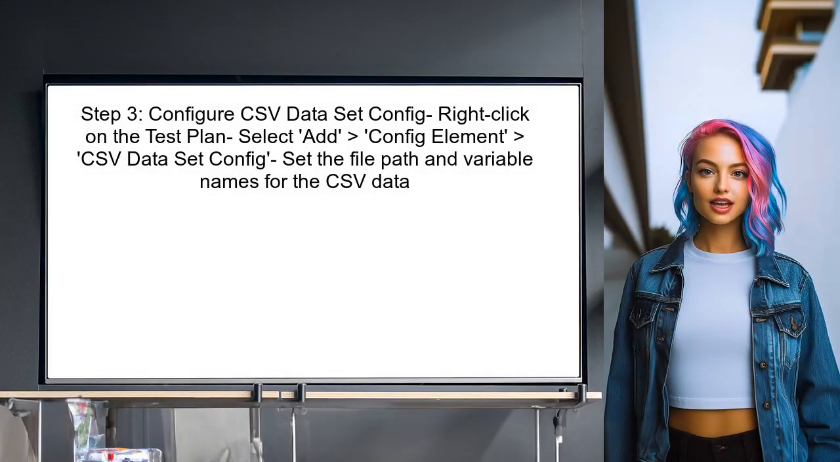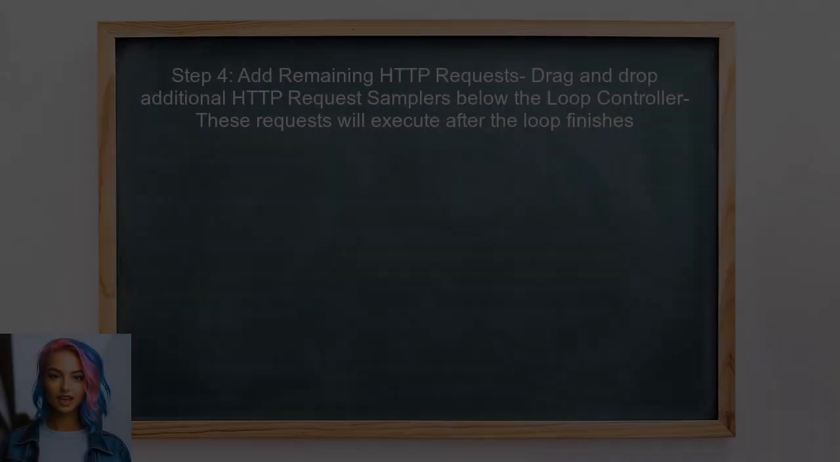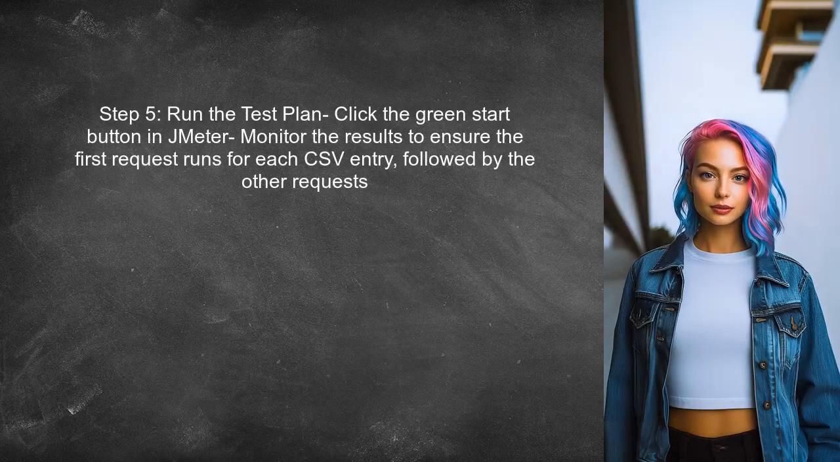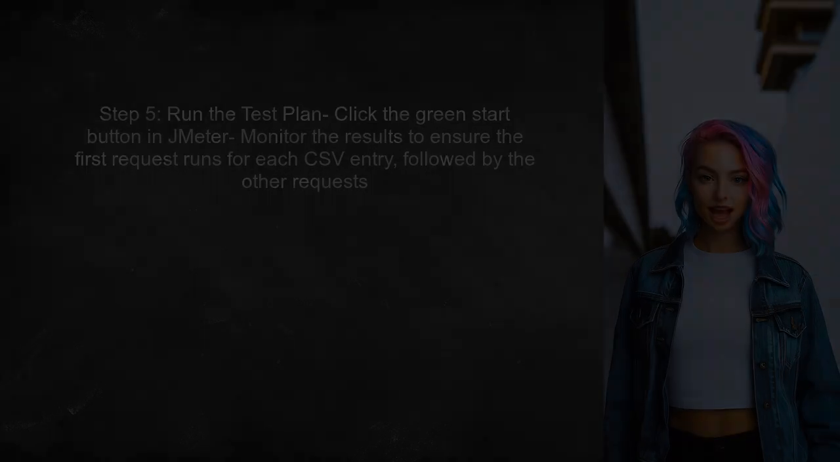Now the user needs to configure the CSV dataset config element. This will allow JMeter to read the data from the CSV file for each iteration of the loop. After setting up the loop and CSV configuration, the user can add the remaining HTTP requests outside of the loop controller. These requests will run only once after the loop completes. Finally, the user should run the test plan to verify that the first HTTP request runs multiple times with the CSV data, followed by the other requests. This can be done by clicking the Start button.